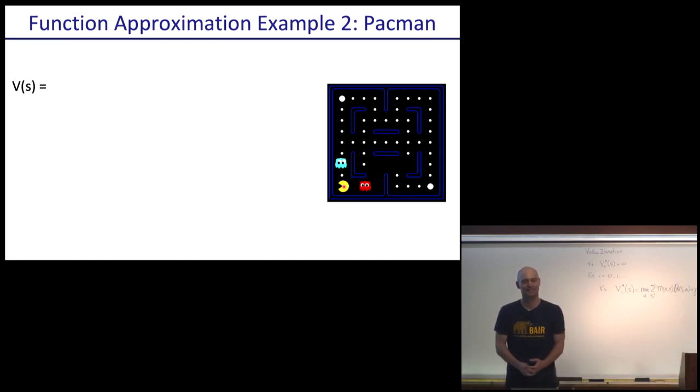Distance to the nearest food pellet. This is the nearest food pellet. Oh, sorry, power pellet. Power pellet, even more powerful. If you're close to that, that would be very high value. I think, Olivia, you can have one.